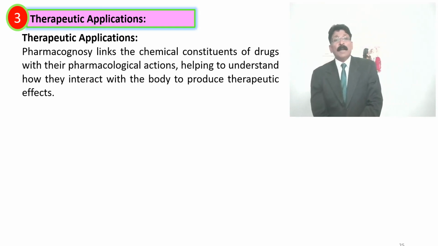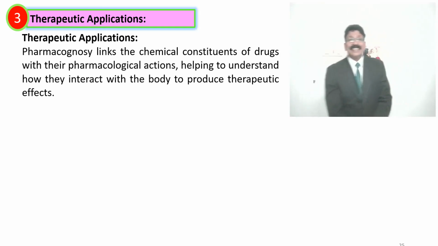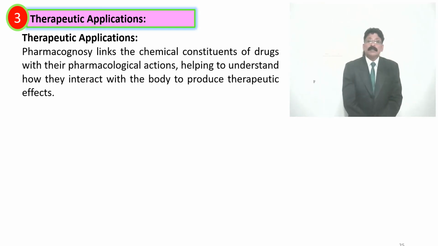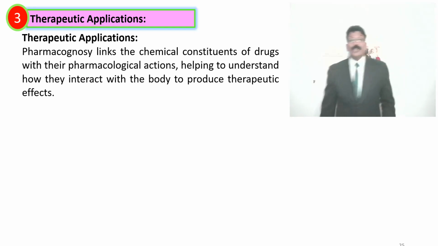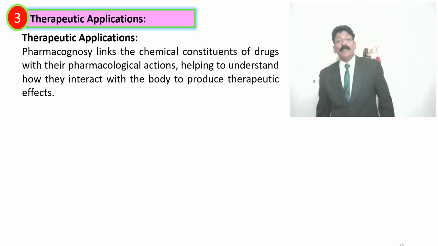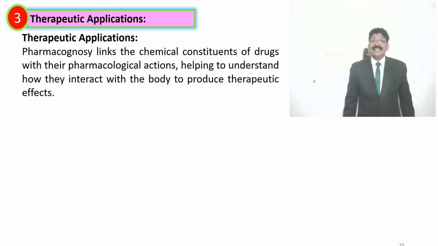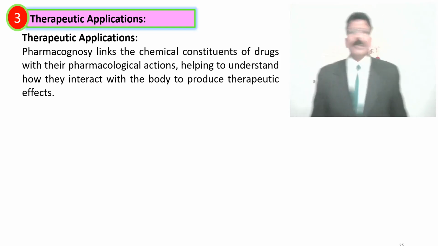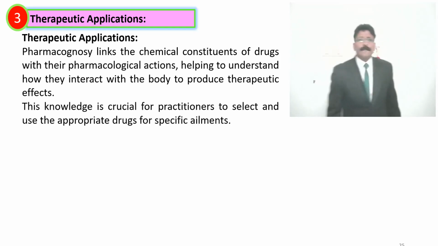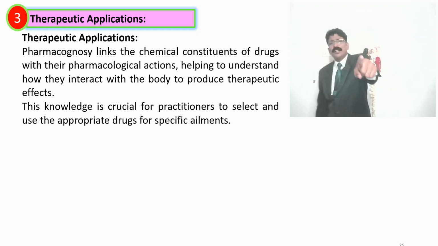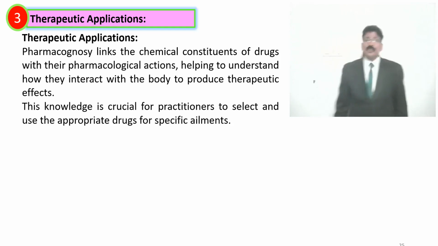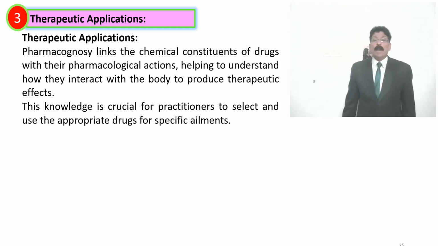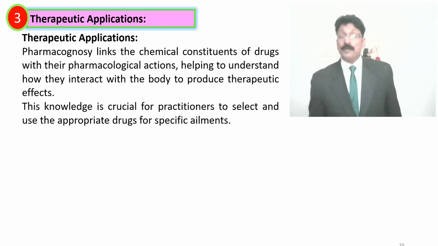Number 3, therapeutic applications. Pharmacognosy links the chemical constituents of the drugs and the pharmacological action, helping in understanding how they interact with the body to produce therapeutic effect. This knowledge is crucial for the practitioners to select and use the appropriate drug for specific ailments.